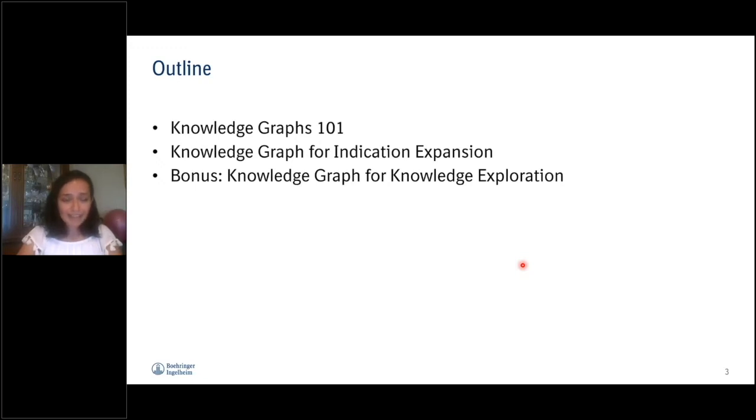And in the second part, I will talk about how we implemented a knowledge graph for indication expansion. And as a bonus, I will briefly discuss how we can use a knowledge graph for knowledge exploration within the organization. So first, let's start with knowledge graphs.